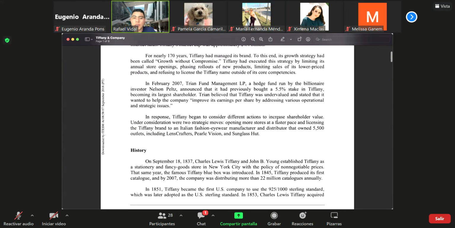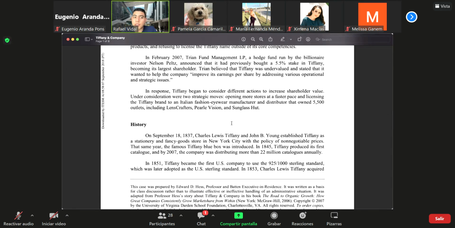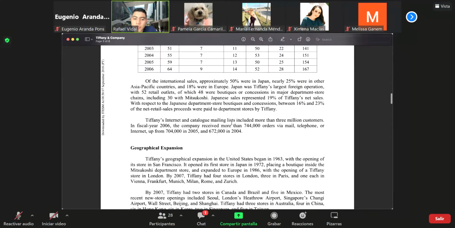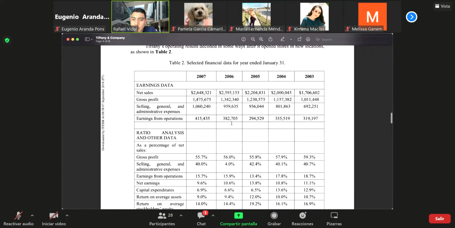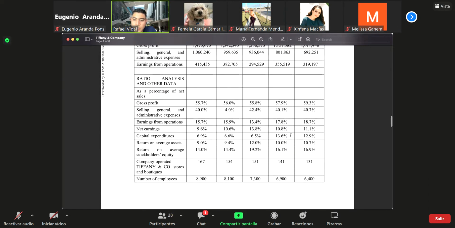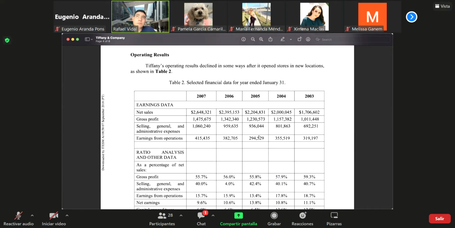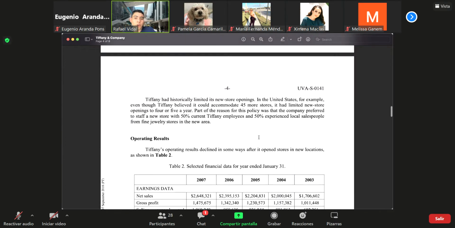The context: this guy, Nelson Peltz, has the highest stake of Tiffany. So in other words, he can make the strategic decisions because he has the highest amount of money. Okay, so let's look at these two years. We see a decrease in capital expenditures. So I don't know, they weren't spending a lot of money on their expansion.